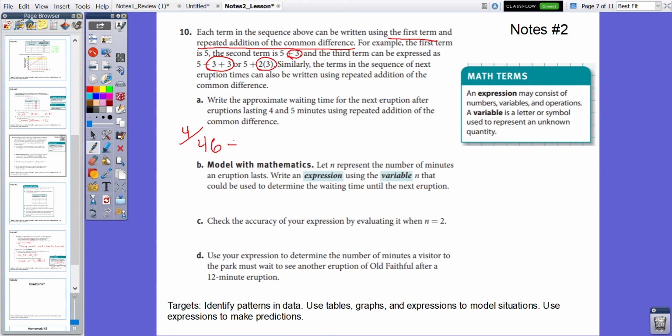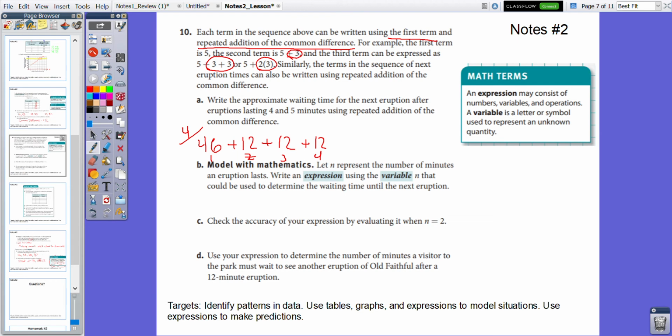And then we add how many times we would have to add our common difference to get to 4. So if this is our first term, that means we would have to add 12 here. That's my second term. And then we add 12 again. That gives me my third term. And then we'd add 12 again. That gives me my fourth term. Okay? So that's how we write it out.